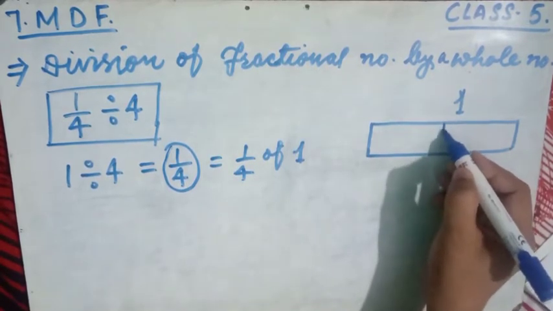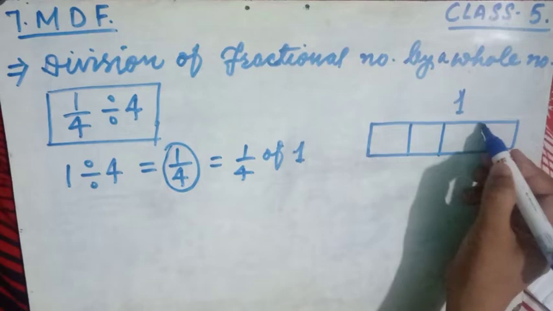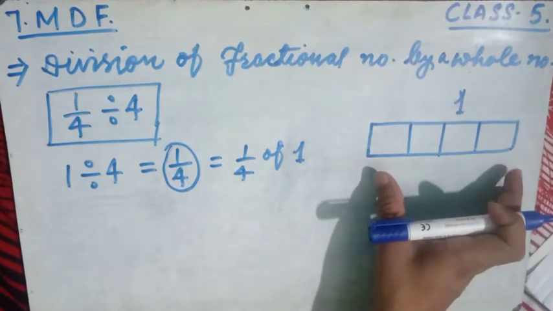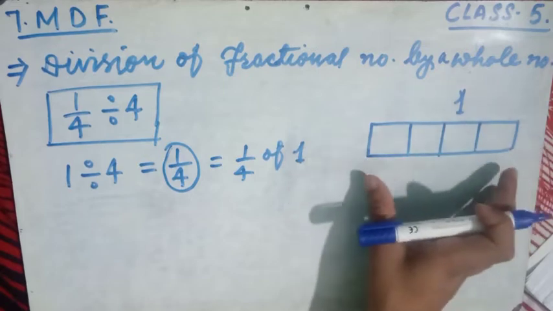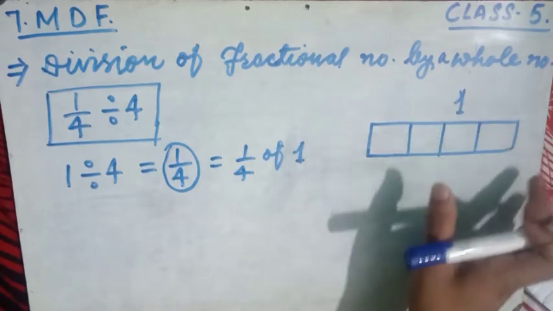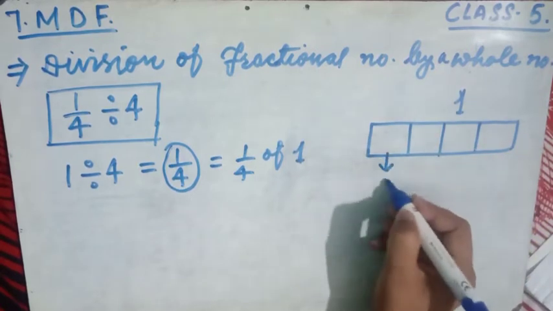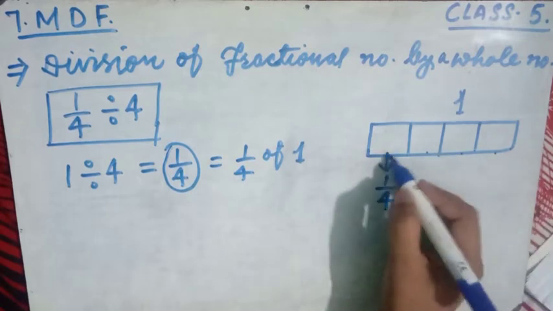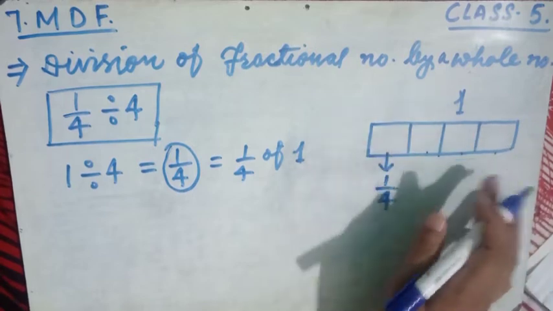Now have a look friends. I have already divided the whole thing, which looks like a rectangular shape. This rectangular shape, this one thing, is divided into 4 equal parts. So every equal part is 1/4, 1/4, that is 1/4, 1/4, 1/4, 1/4.